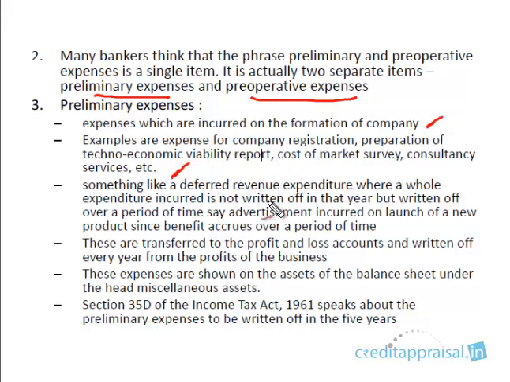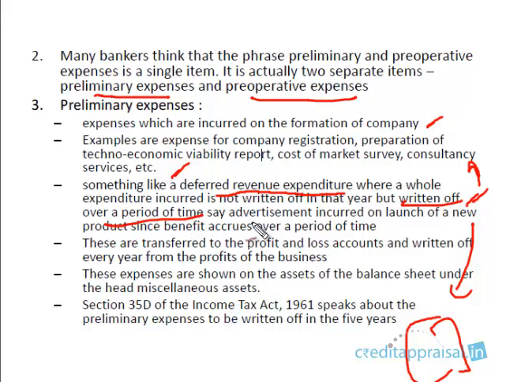It is something like a deferred revenue expenditure, in the sense that if you incur a huge expenditure and you don't want to push it into the P&L account of one particular year, you want to write it off over a period of time. Say, for example, you incurred an advertisement at the launch of a new product. This benefit will accrue to you over a period of time, not for one single year. So preliminary expense is like a deferred revenue expenditure. You will get the benefit over a period of time, so you write it off over a period of time.